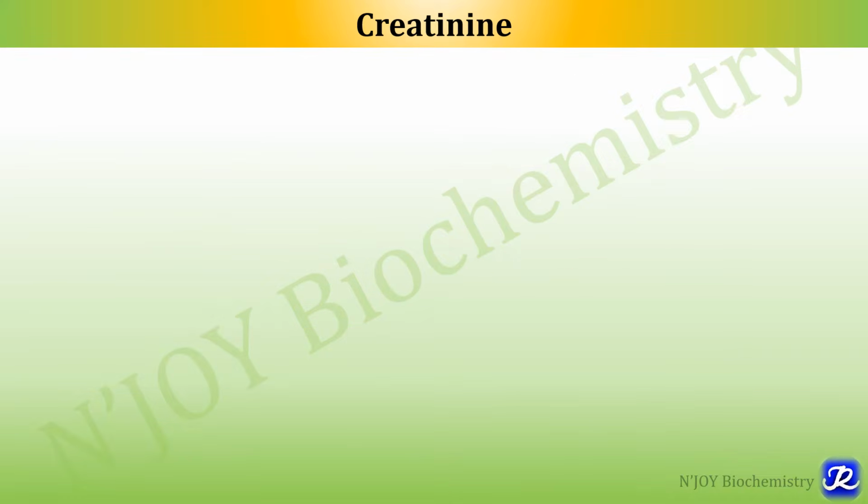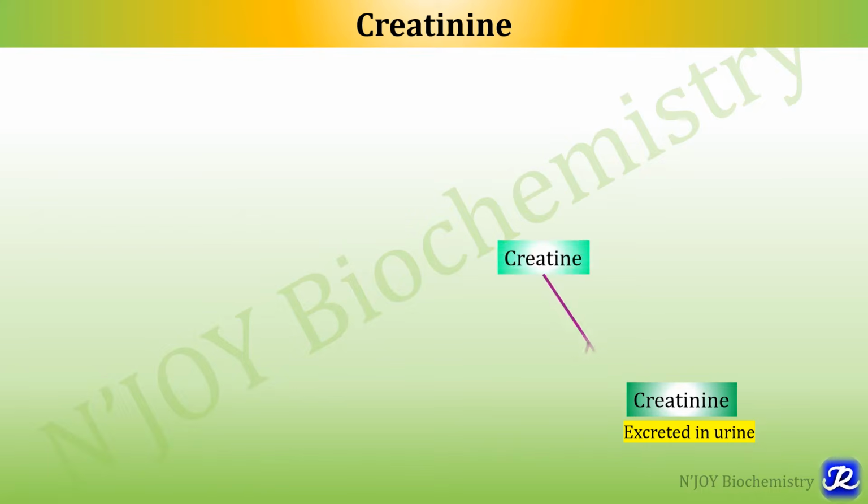Now let's see what is creatinine. Creatinine is a metabolic waste product which is excreted in the urine, and it is formed from creatine by removal of one molecule of water, which means that creatinine is the anhydride of creatine. So one water molecule is released from the creatine to form creatinine. It is a non-enzymatic reaction and this occurs in the skeletal muscle.